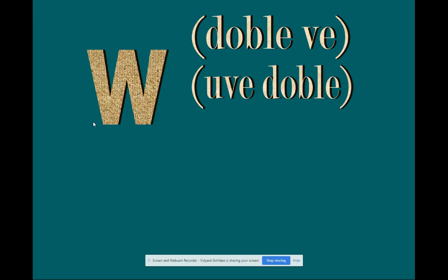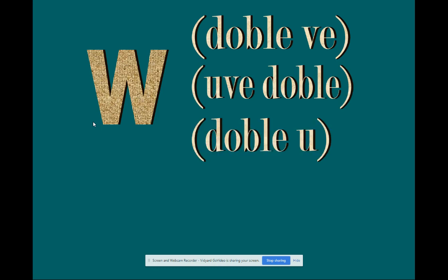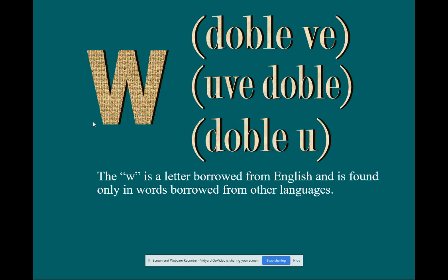W. The W is a letter borrowed from English and is found only in words borrowed from other languages. Whiskey, welter, water.